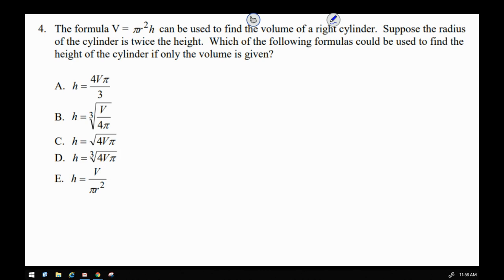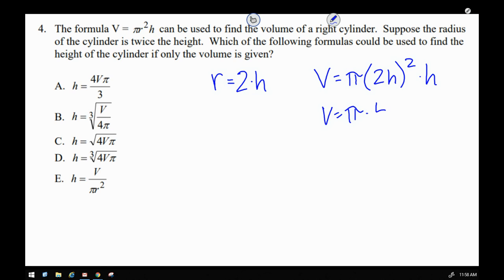r in this equation? What did they tell you about the radius? Twice the height. So your radius is really 2 times the height. So to find the volume, you would do pi times (2h) squared times h. Whenever you square it, you have to be sure to square the 2 as well as the h. So you have pi times 4h squared times h. And you're solving for h by itself.